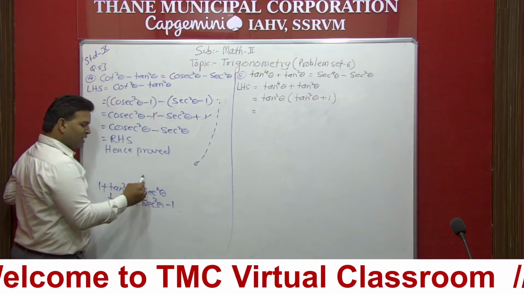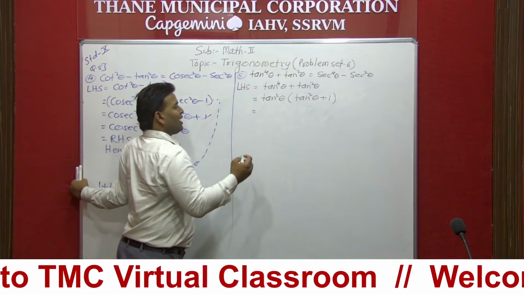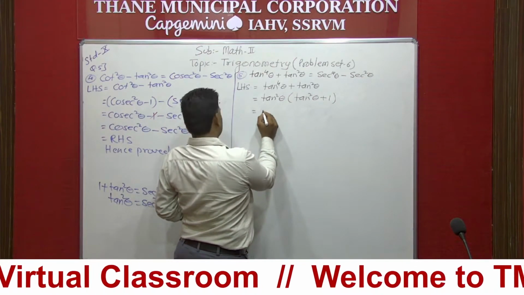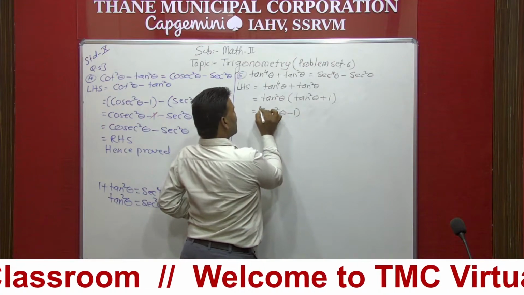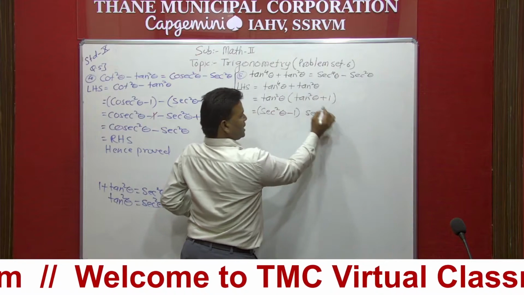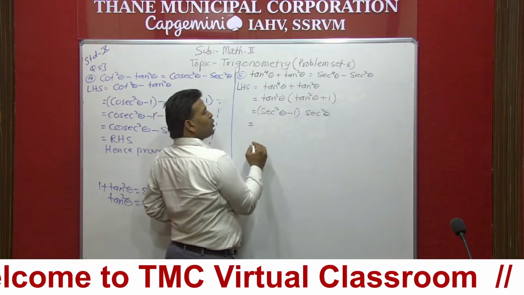1 plus tan square theta can be written as sec square theta. The same formula I will use here. So here I am going to write sec square theta minus 1 inside the bracket. And now this is going to be what? Sec square theta. Identity. And finally, here I am going to write.